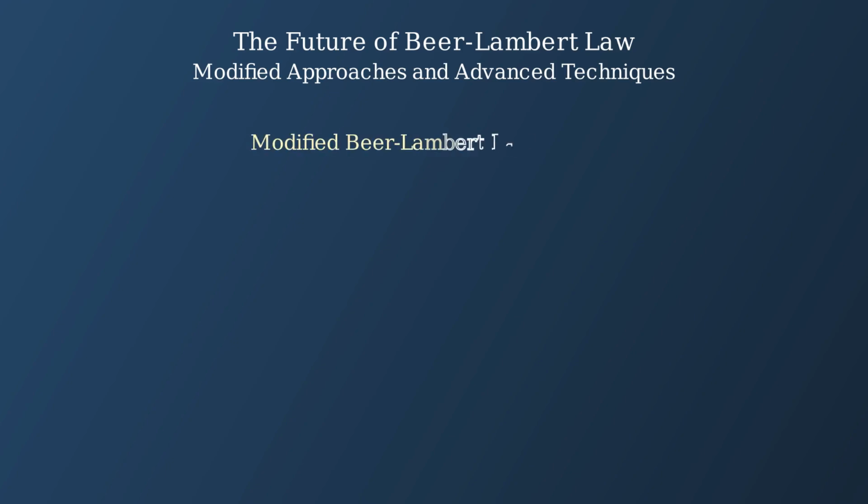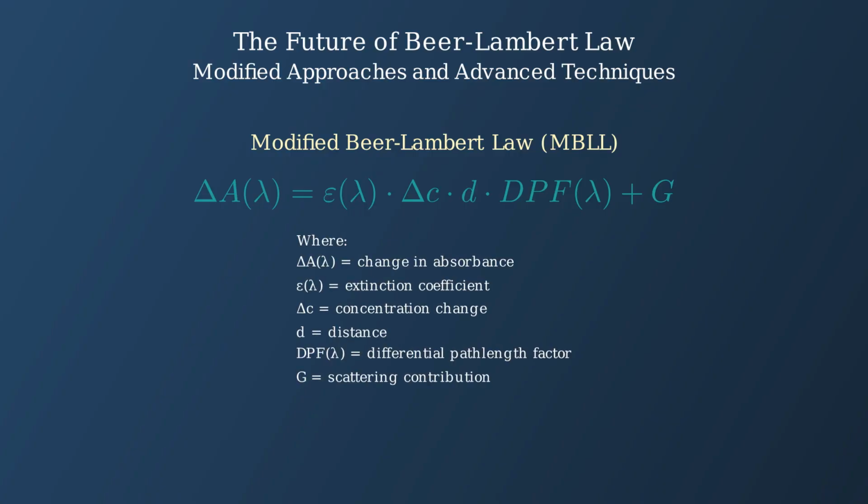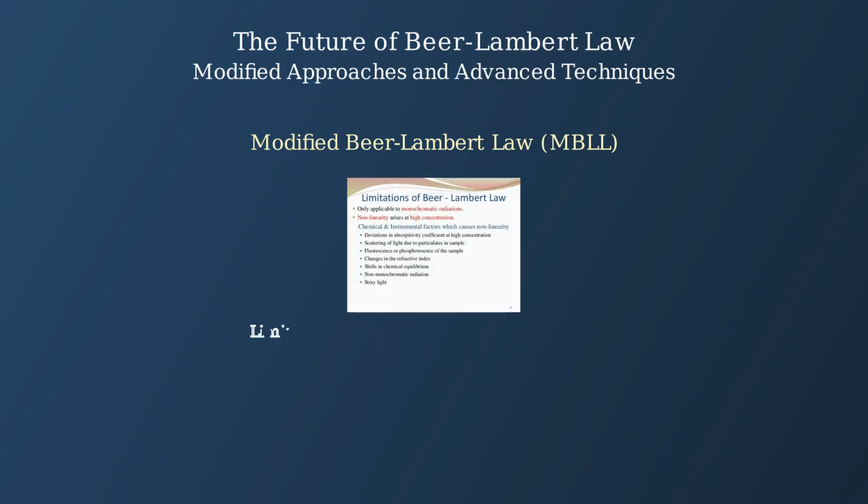To address the limitations of the classic Beer-Lambert law, especially in complex media like biological tissues, scientists have developed the modified Beer-Lambert law. This modified formula accounts for scattering effects by introducing a differential path length factor and a scattering term. This allows more accurate measurements in tissues where light scattering is significant. The modified approach specifically addresses key limitations of the original law. These include nonlinearity at high concentrations, light scattering, and other factors that affect accuracy.